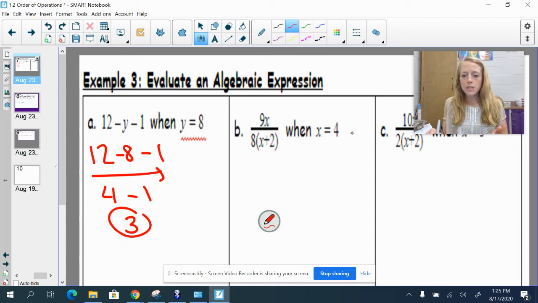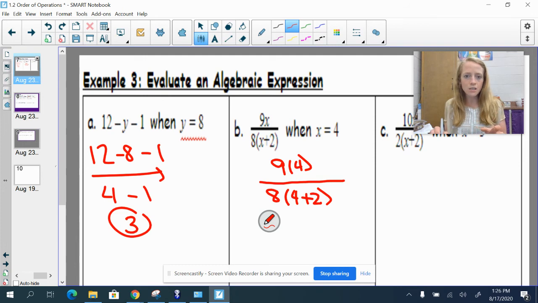For here, X is 4. So when I see 9X, that means 9 times 4. So I'm just going to plug it in right now. I'm not going to solve it yet. Just plug it in. And then in the denominator, we have 8 times 4 plus 2. So now when you're working with a fraction like this, you're going to want to work with just the numerator and then just the denominator and then simplify the fraction.